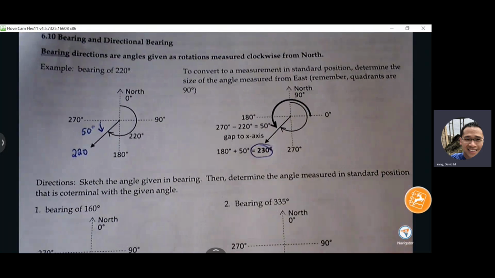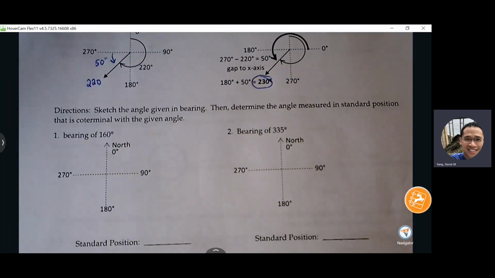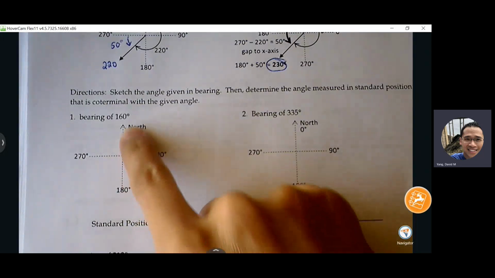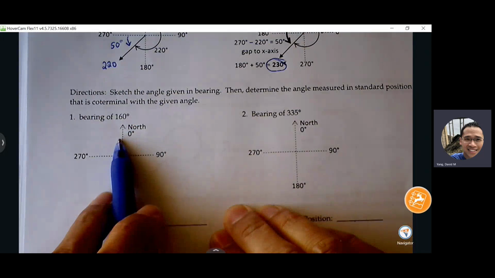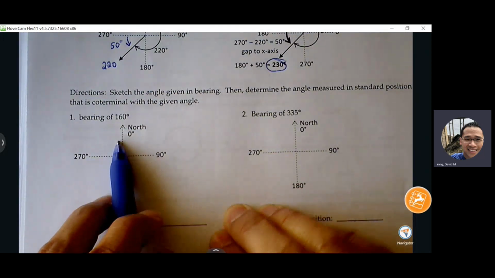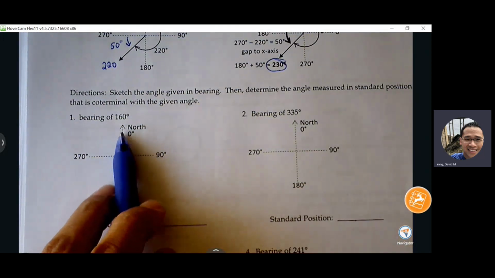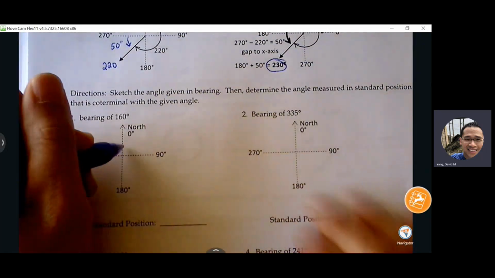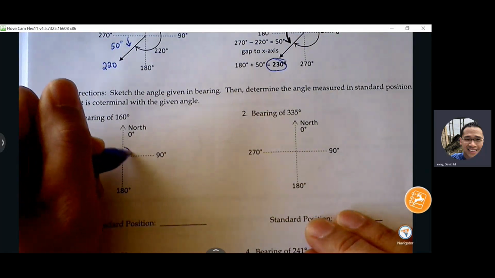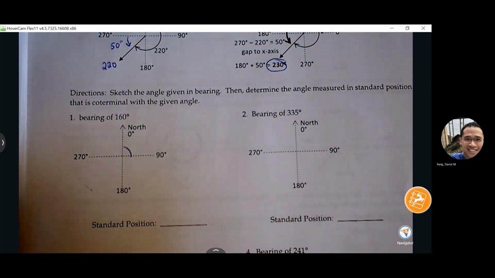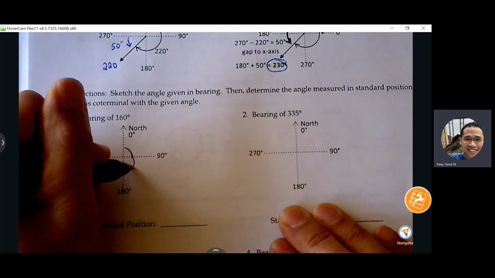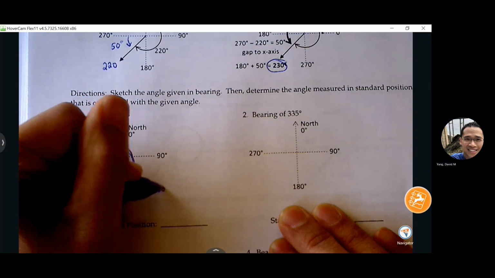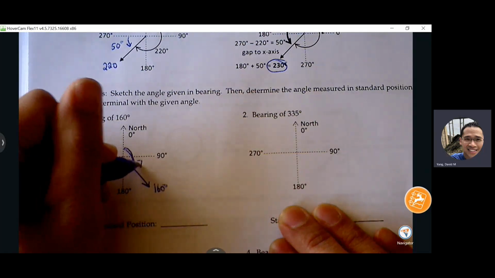Okay. So directions here: sketch the angle given in bearings, then determine the angle measure in standard position. Okay, so again, bearing of 160, that means I'm starting at the 90-degree measure that we normally consider 90 degrees, except we're calling it 0, and we're going in this direction. Okay, so 160, that means we're going to go 90 plus another what? Plus another 70, right? 90 plus another 70. And this is going to be 160 degrees. So he said 70, right? So I'm going to say 70 here.